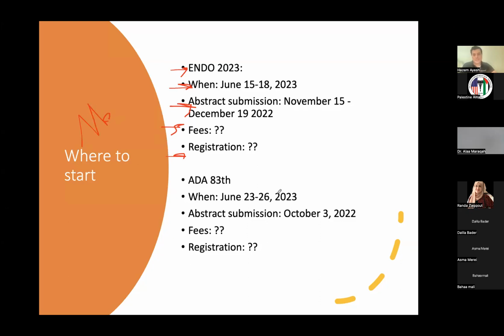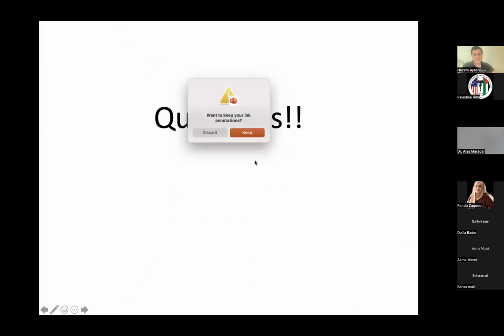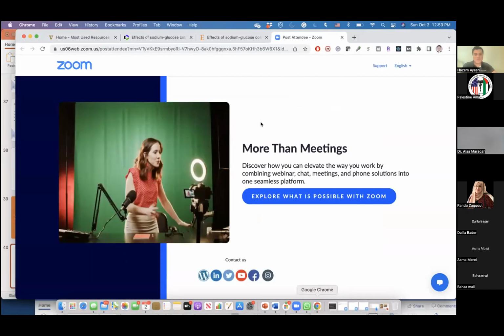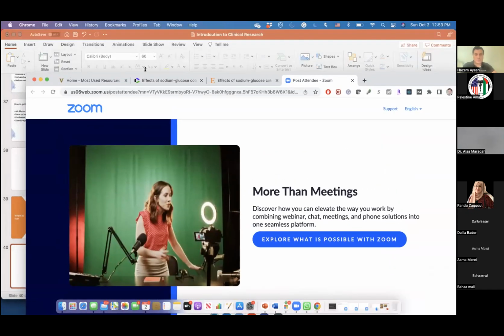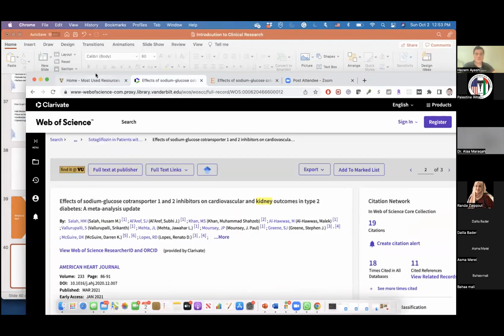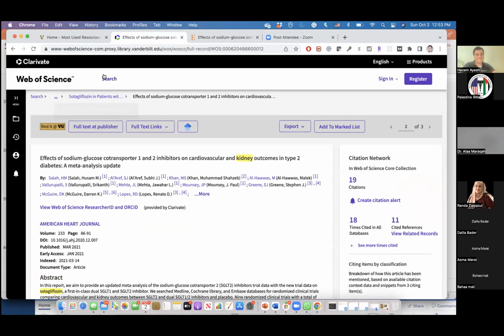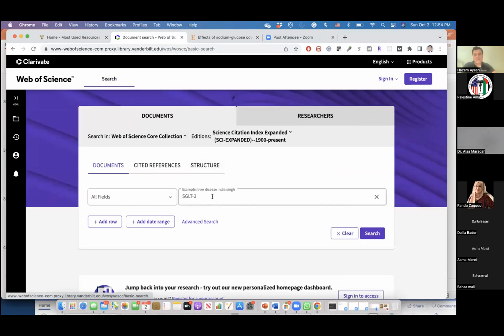Let me just stop here and go very quickly to something we call Web of Science. Web of Science is one of the paid services many universities provide. I think there are ways even in Palestine to get it.